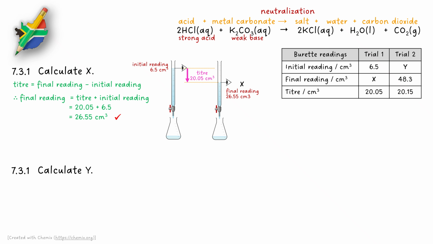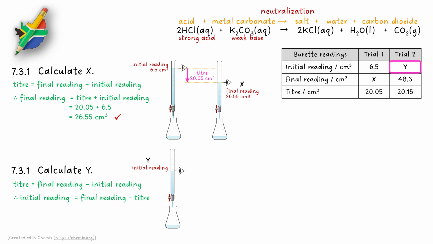Then we are asked for the value of Y. Again, the titer or volume transferred is the difference in the final and initial readings. So the initial reading is the final reading minus the titer. The initial reading is Y. The final reading is 48.3 centimeters cubed, and the titer is 20.15 centimeters cubed. Putting in the values and solving, we get 28.15 centimeters cubed.